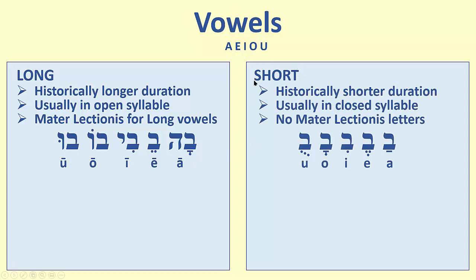Now, the short vowels were historically pronounced shorter in duration, and they usually appeared in closed syllables. You won't see a Mater Lectionis letter representing short vowels. Here are the short vowels. The first one is called patach. It's a short sound. Historically, it would have been more like an sound, but in modern pronunciation, it's basically the same as kamatz, just shorter, ah.